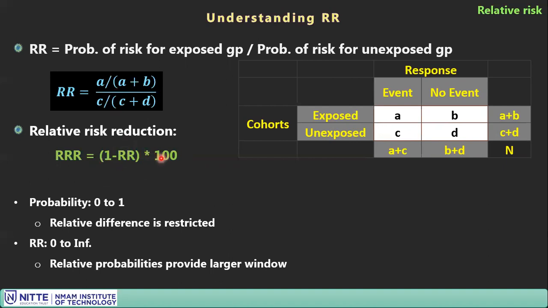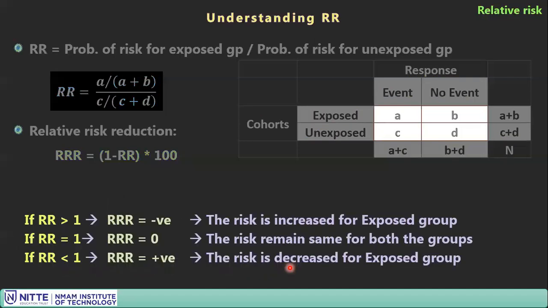Now when you do that, you remember that the probability always runs from 0 to 1. So the relative difference is restricted, but the relative ratio is 0 to infinity. So the relative probabilities provide a larger window for us to do the analysis. On what levels it is increased or decreased, we can identify. So we have different possibilities here.